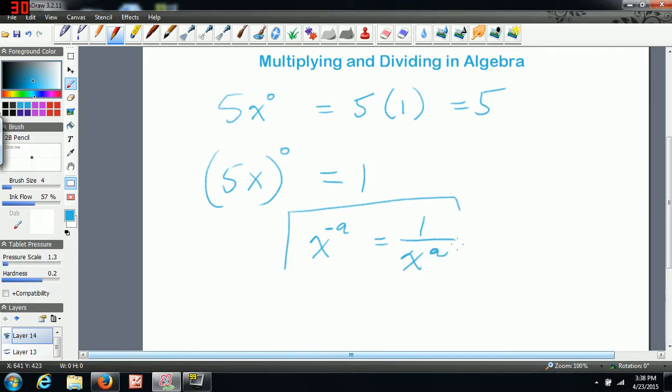Okay, so that's another rule to keep in mind. And again, x does not equal 0. 0 to the power of anything just equals 0, so this rule does not apply when we're dealing with 0 as a base.